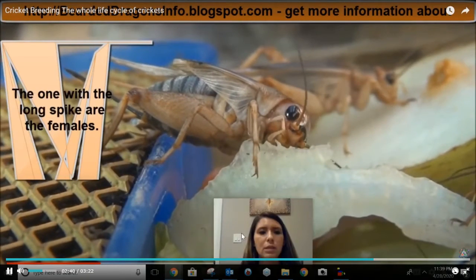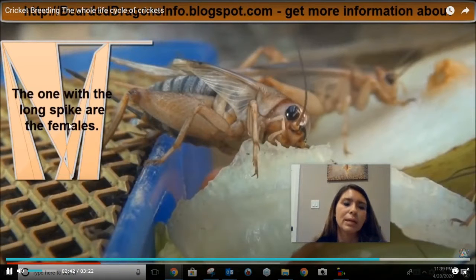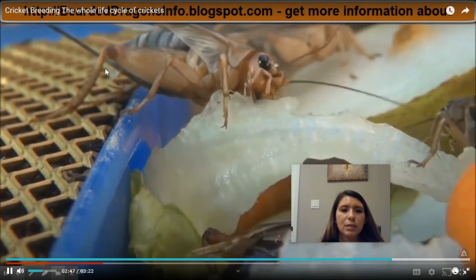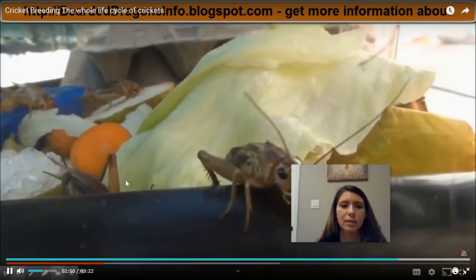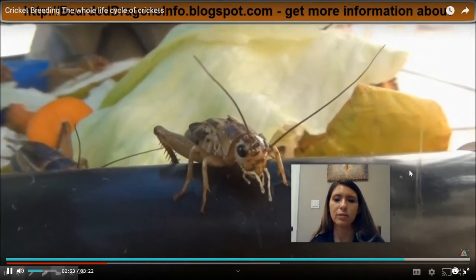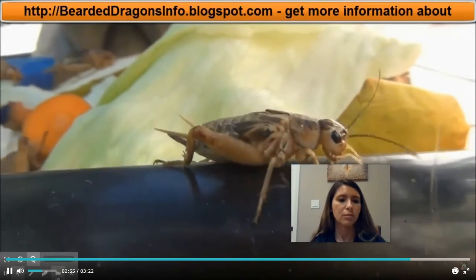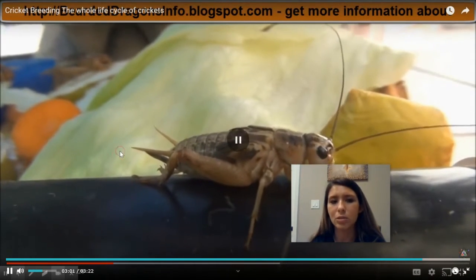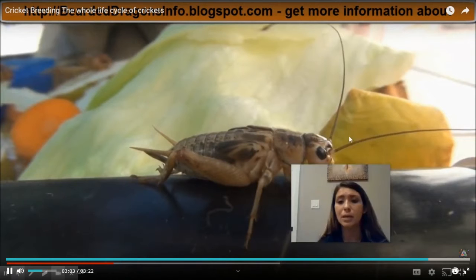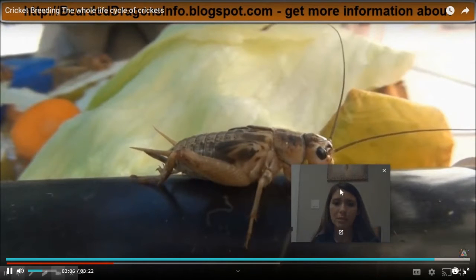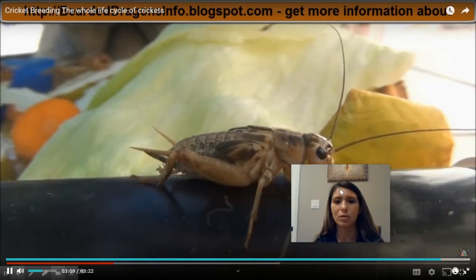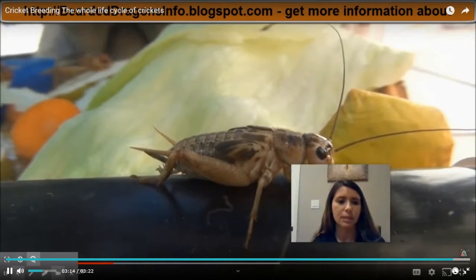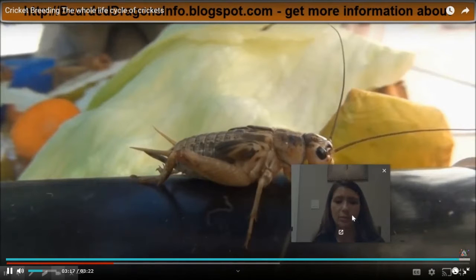Here it is. So, the one with the long spike, these are females. So let's see. We can tell that this is a female adult cricket. She has wings and a very long spike. So, we can also tell that these are adults because you can hear the chirping sound. Only the adults make the chirping sound because they have the wings. The wings are actually rubbed together to make that chirping sound, which helps with their reproductive cycle. They rub their wings together to attract a mate.